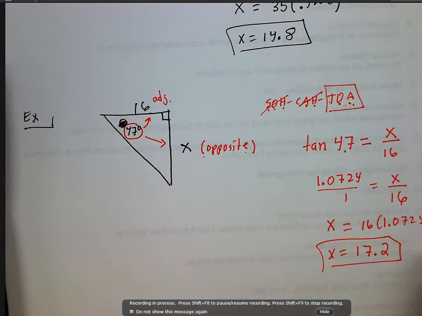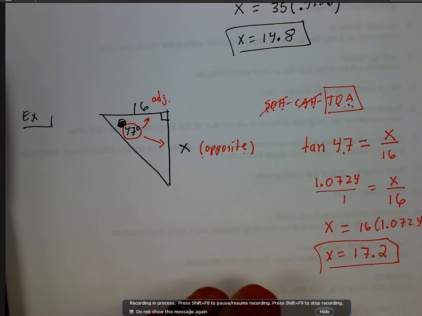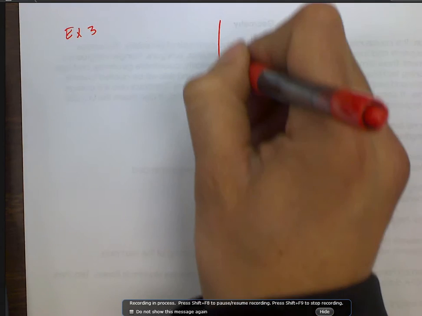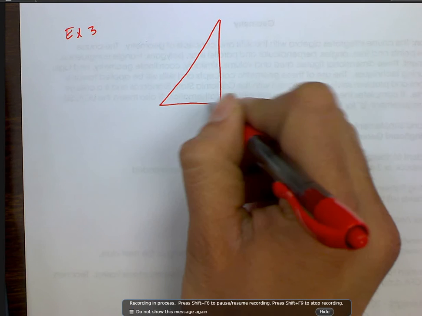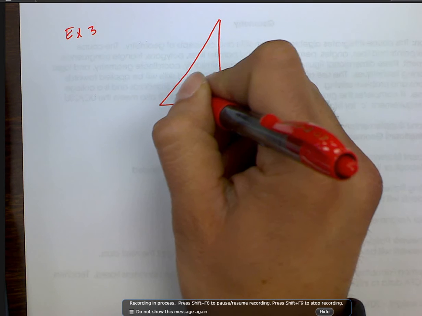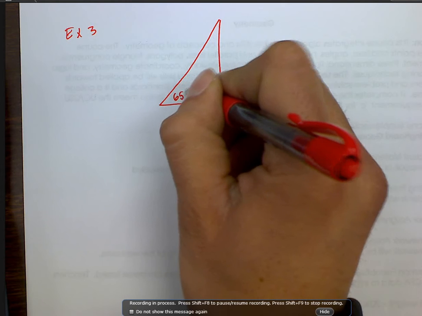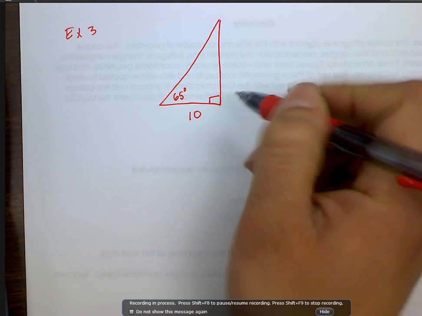Let me show you one where you have to use cosine. This is example 3, and cosine works like this. So let's go ahead and draw a different right triangle now. Let's make this one 65 degrees, let's make this one 10, and let's make that one x.